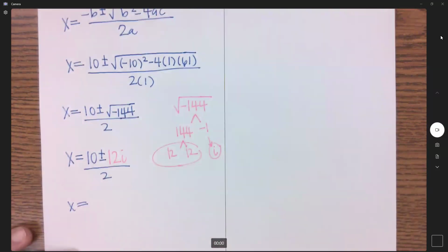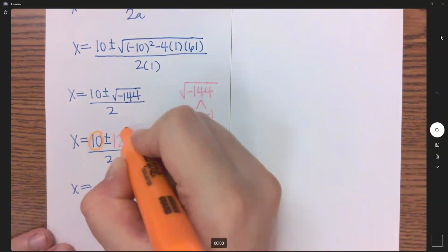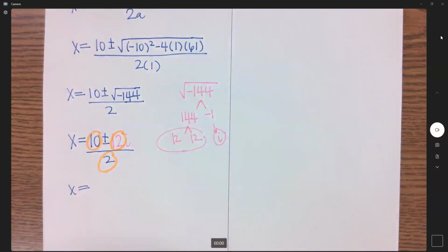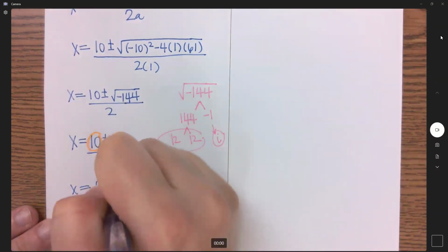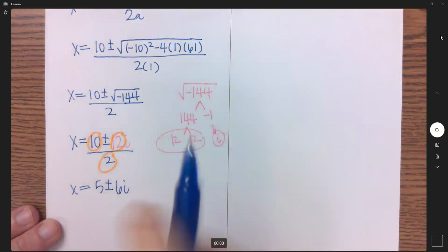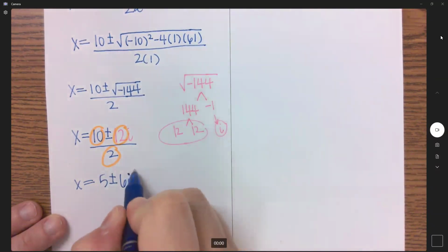And this will simplify further because what's in front of the plus or minus, behind the plus or minus, and what we're dividing by are all divisible by 2. So 10 divided by 2 is 5. 12 divided by 2 is 6. 2 divided by 2 is 1. So you can put that all over 1, but it's not necessary.